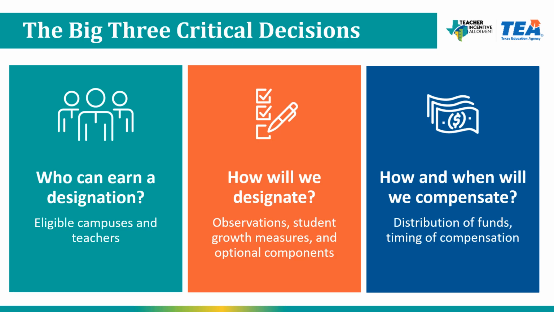Decisions 1 and 2 are often made in tandem, as the capacity to implement certain student growth measures may dictate which teachers the district decides to include. Finally, districts must decide how they will spend the TIA funds.